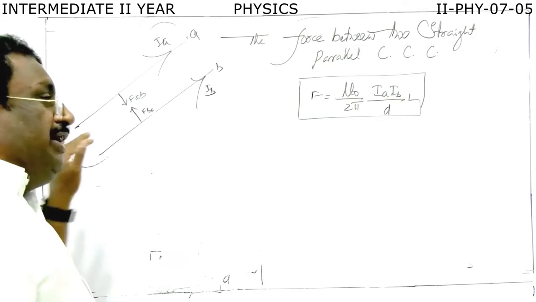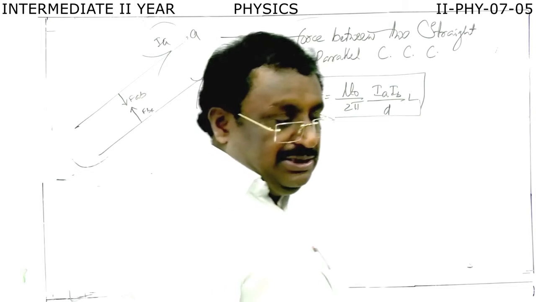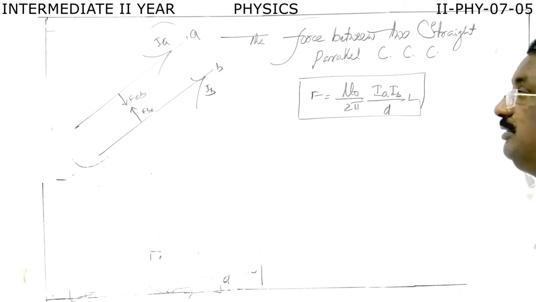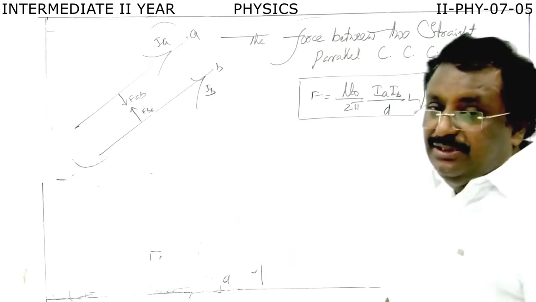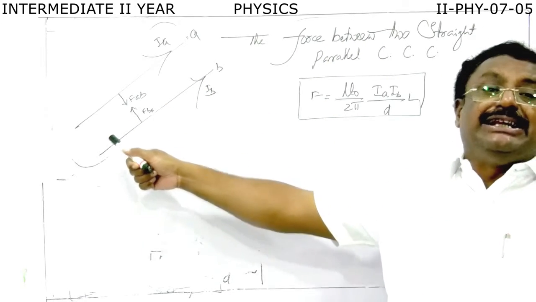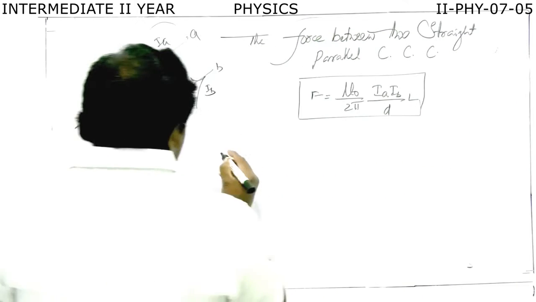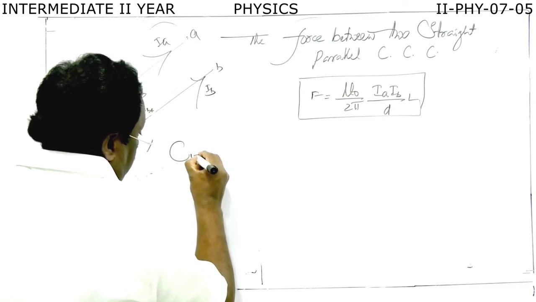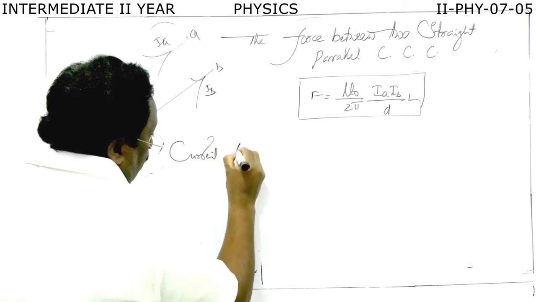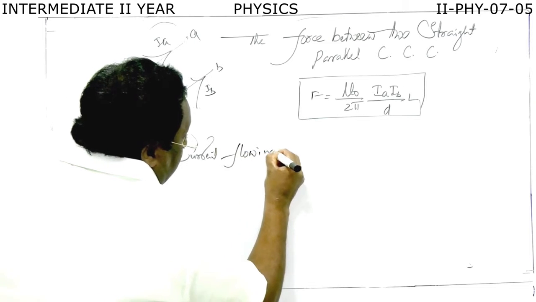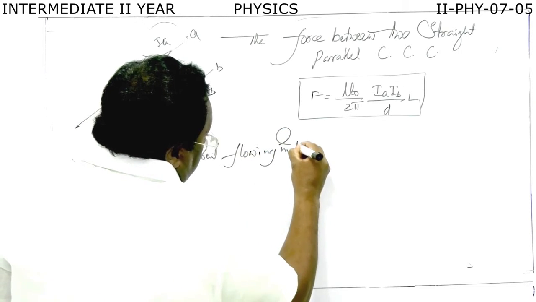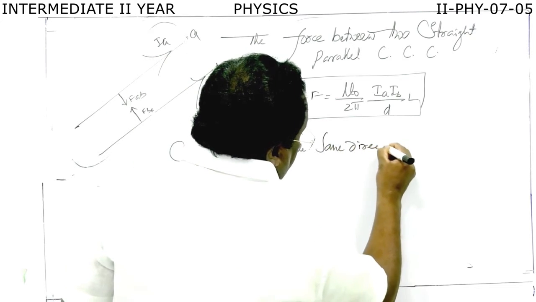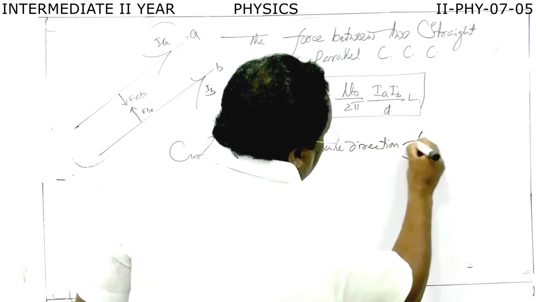Here, when current is flowing in the same direction in both conductors, that means parallel. If the flow of current is parallel to each other, then the force between them is attraction. Current flowing in the same direction, force is attraction.